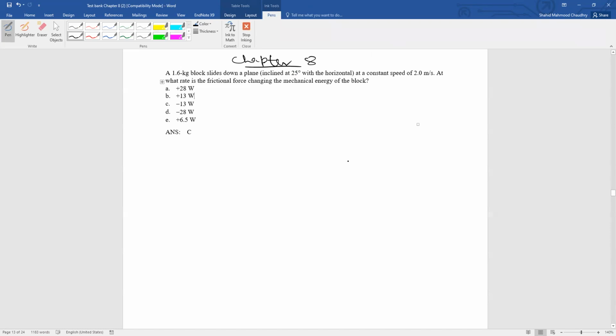In this problem, a 1.6 kg block slides down a plane inclined at 25 degrees with a horizontal. So it means this is an inclined plane. You can understand it like this. Its angle is 25 degrees, and here is a block. Its mass is 1.6 kg, at a constant speed of 2 meters per second. So the speed is 2 meters per second.